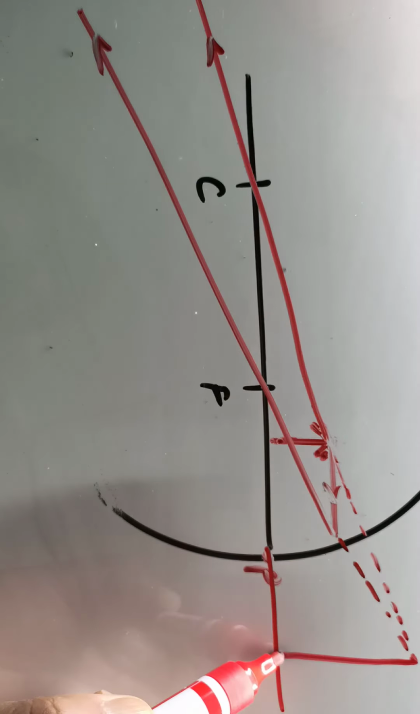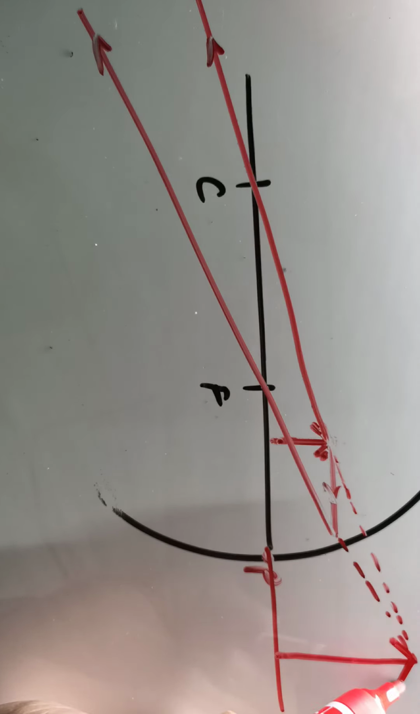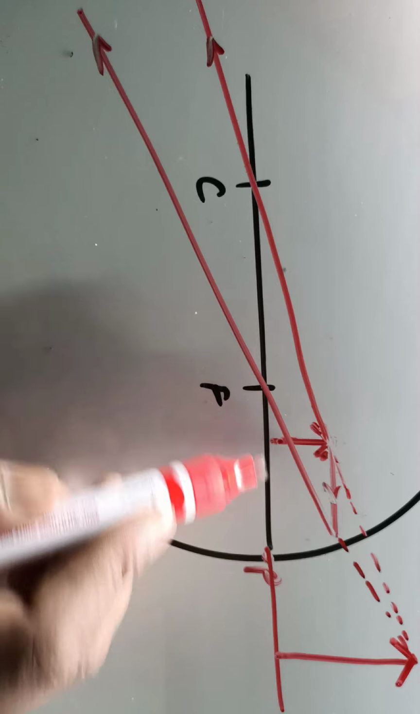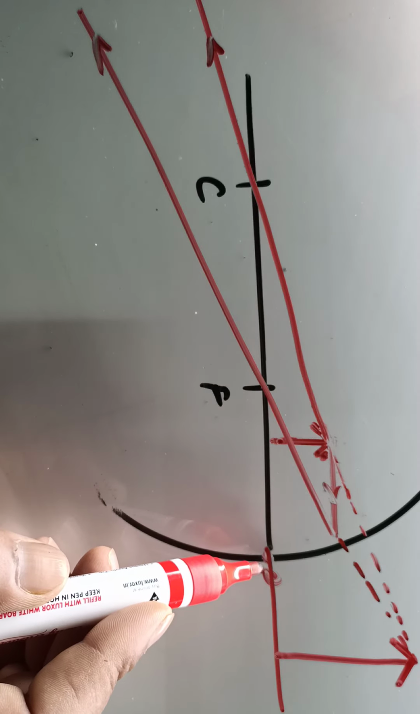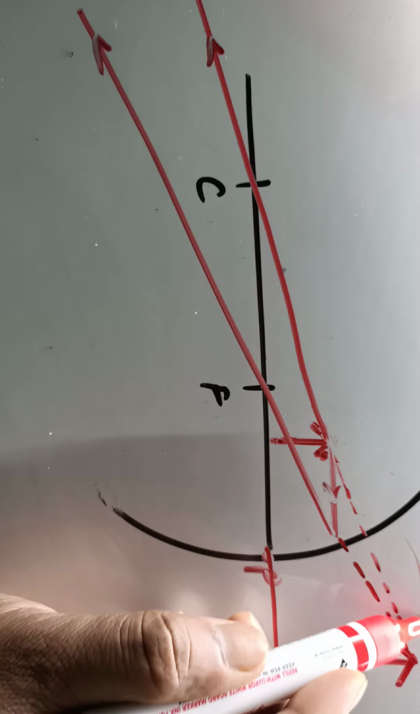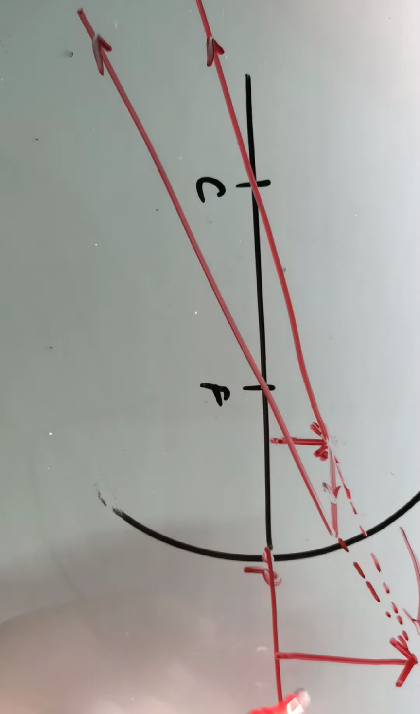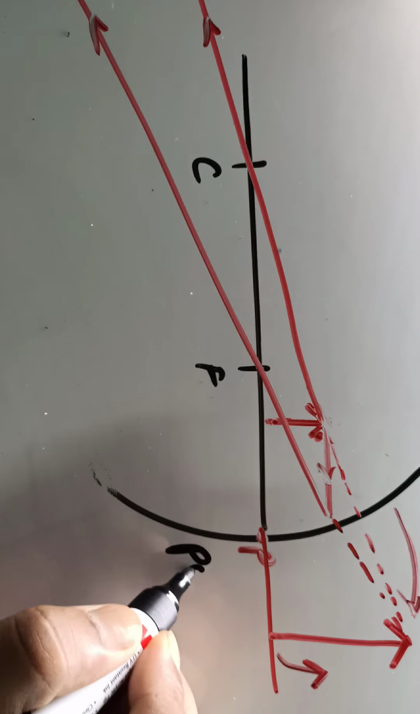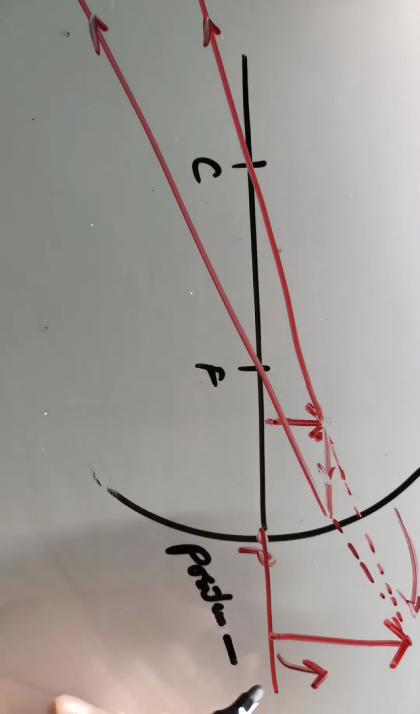Now you find what? You are getting a very different kind of image here. You find that when the object is placed between F and P, the image is formed behind the mirror, and also it is above the principal axis. So what is the position of the object? The position of the object is between F and P.